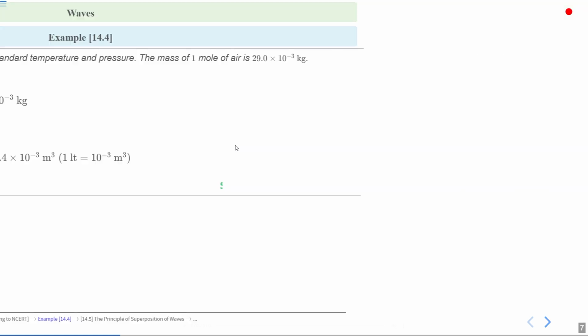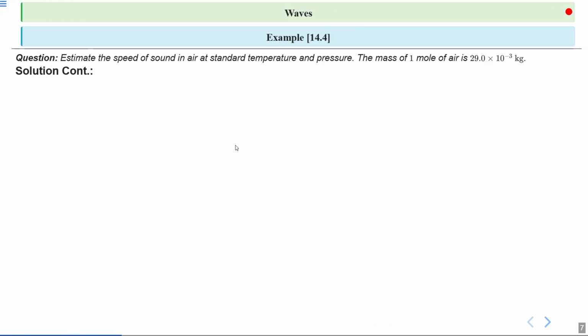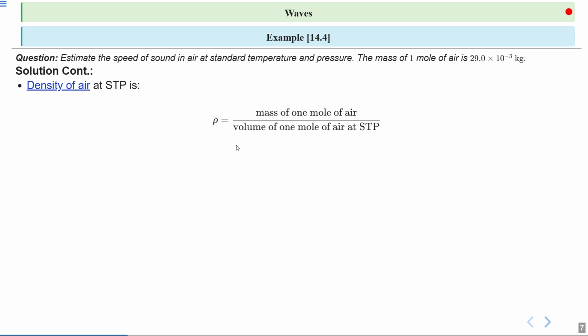Alright. Now let's focus on finding the density of air at STP, standard temperature and pressure. Density is simply mass divided by volume. Here we will use the mass of 1 mole of air and the volume that 1 mole occupies at STP to calculate it. So the density rho is given by mass of 1 mole of air divided by volume of 1 mole of air at STP.